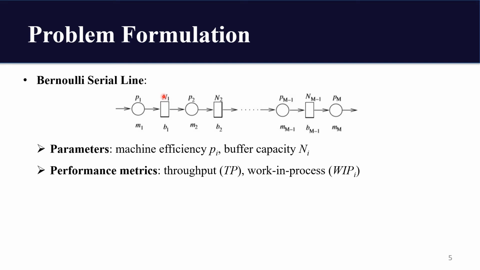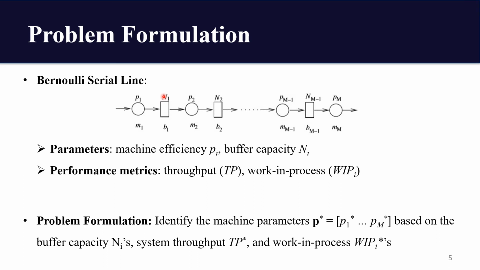Then the problem is formulated. Identify the machine parameters Pi star based on the buffer capacity Ni, system throughput TP star, and work in process WIP i stars.